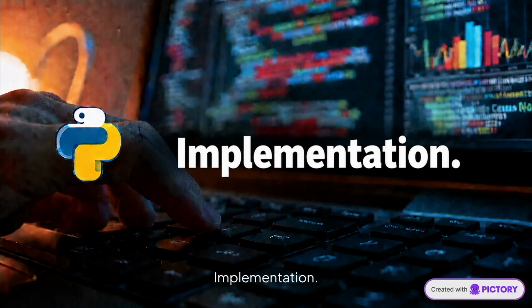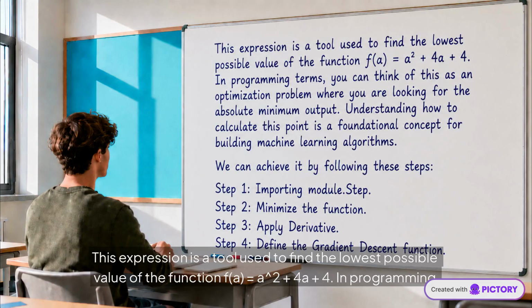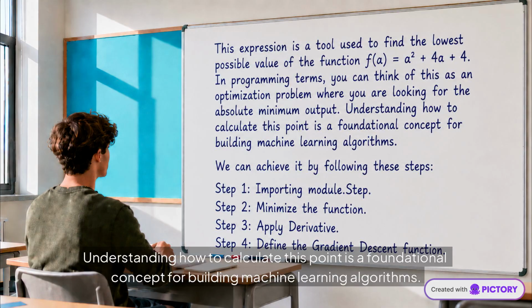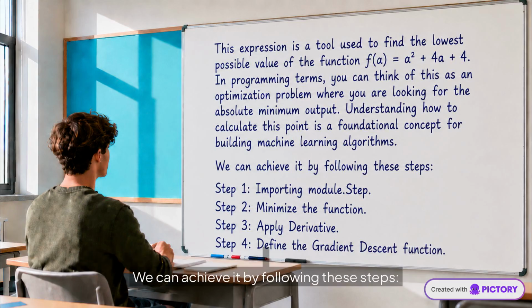Implementation. This expression is a tool used to find the lowest possible value of the function f. f(a) equals a squared plus 4a plus 4. In programming terms, you can think of this as an optimization problem where you are looking for the absolute minimum output. Understanding how to calculate this point is a foundational concept for building machine learning algorithms. We can achieve it by following these steps.